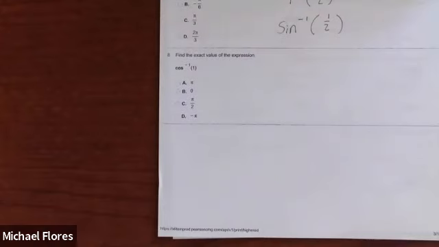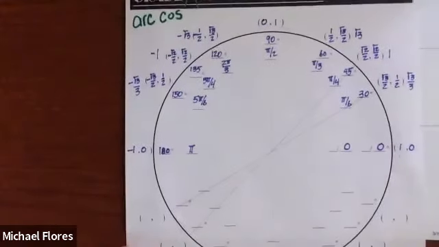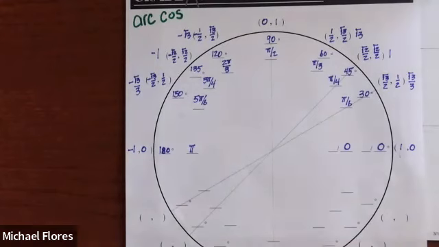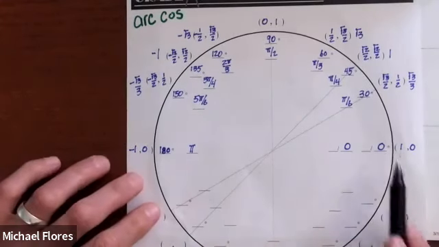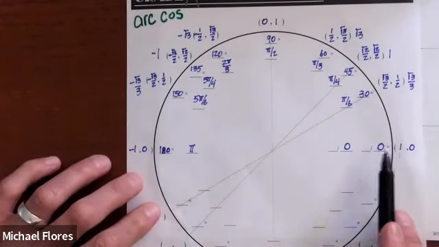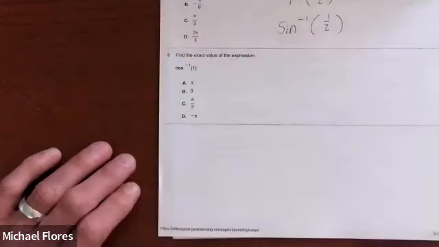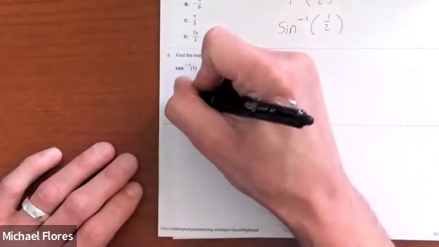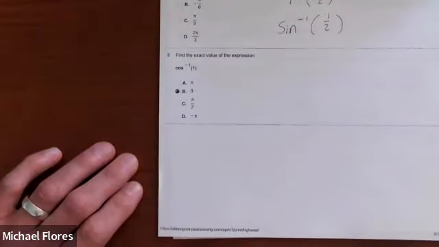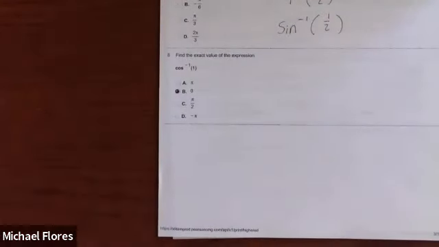Example 8. Find the exact value of the expression inverse cosine of 1. Here's our inverse cosine or arc cosine cheat sheet. We're trying to figure out where is cosine 1. And here it is. That's at 0 degrees or 0 radians. Your answer here is 0. That's it. Let's go on to number 9.